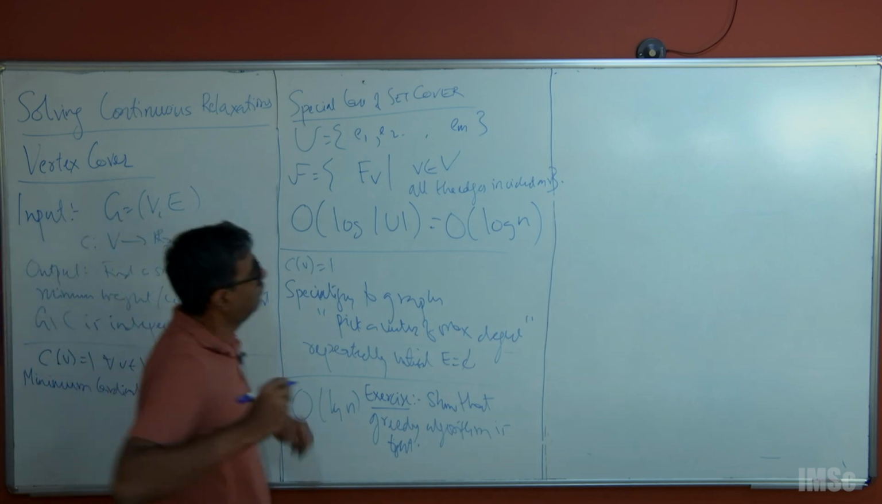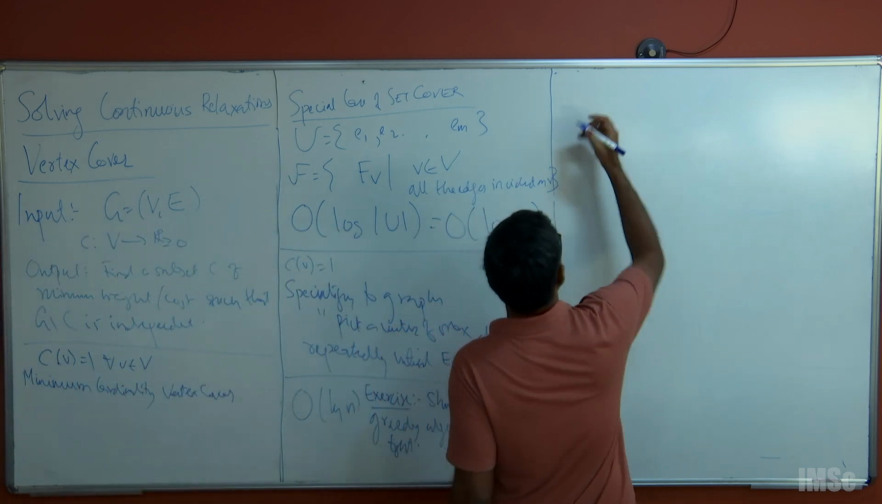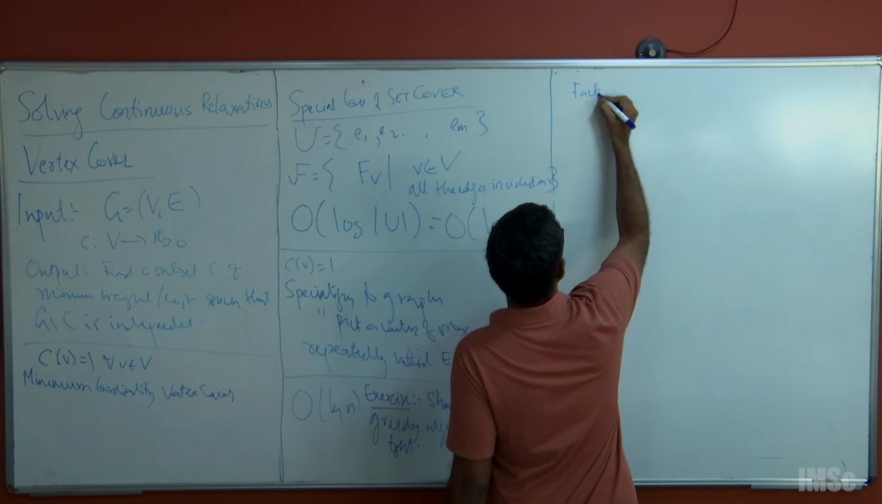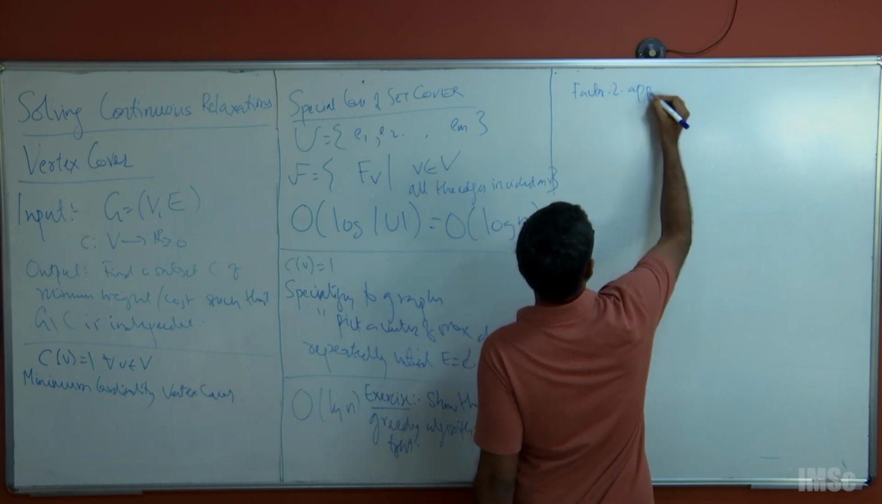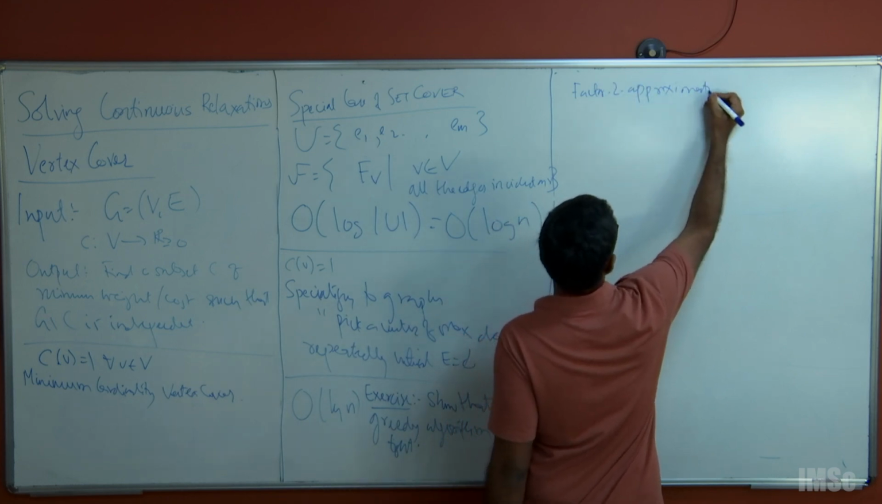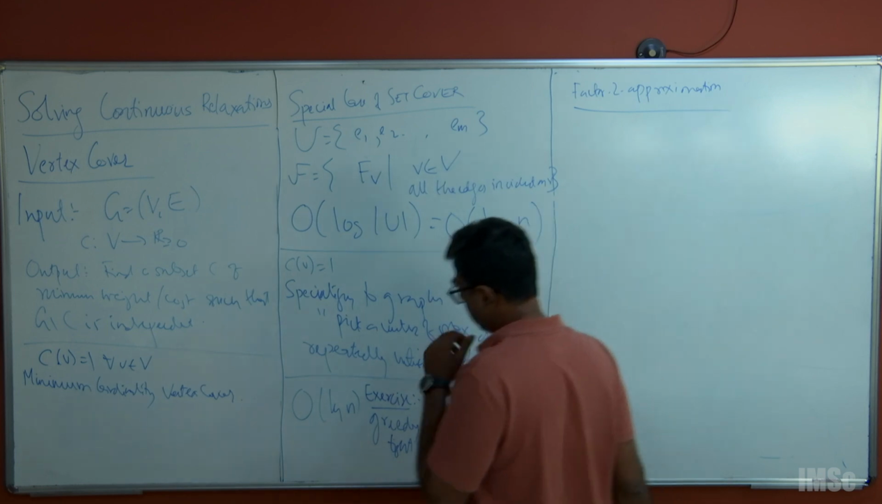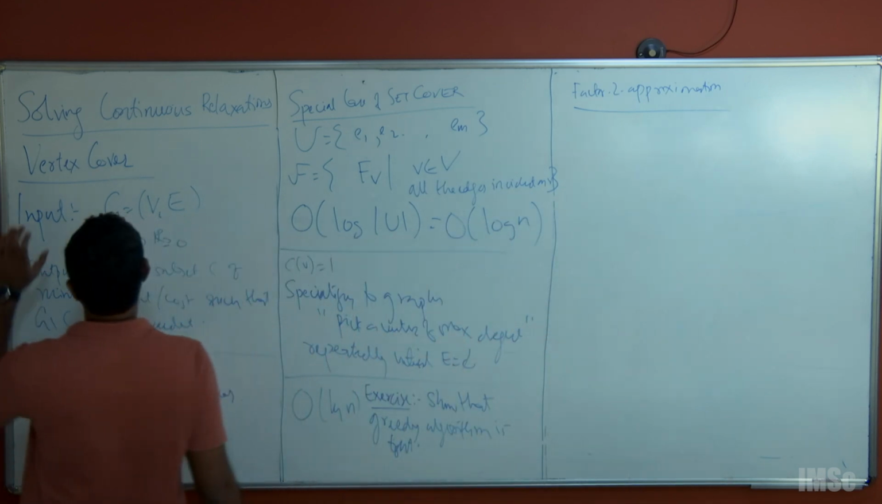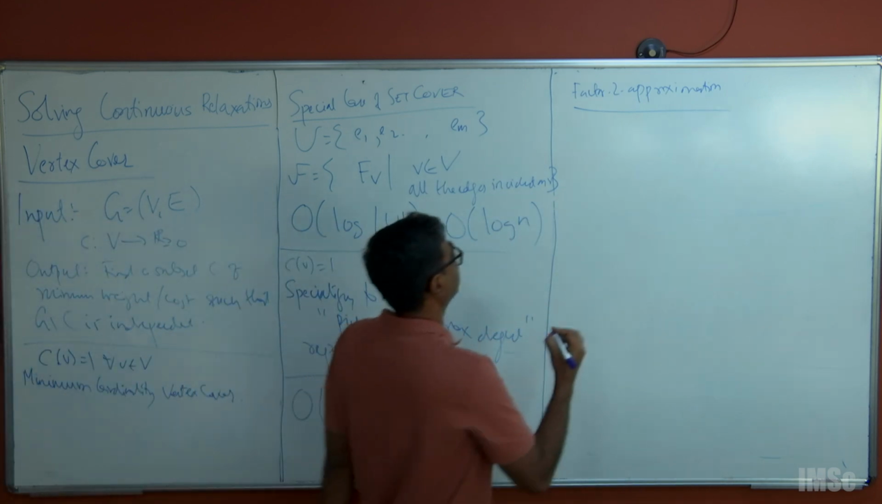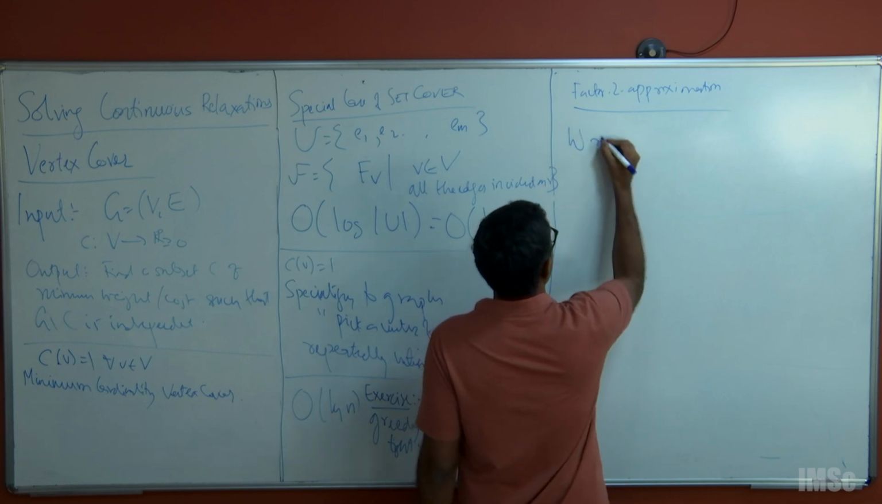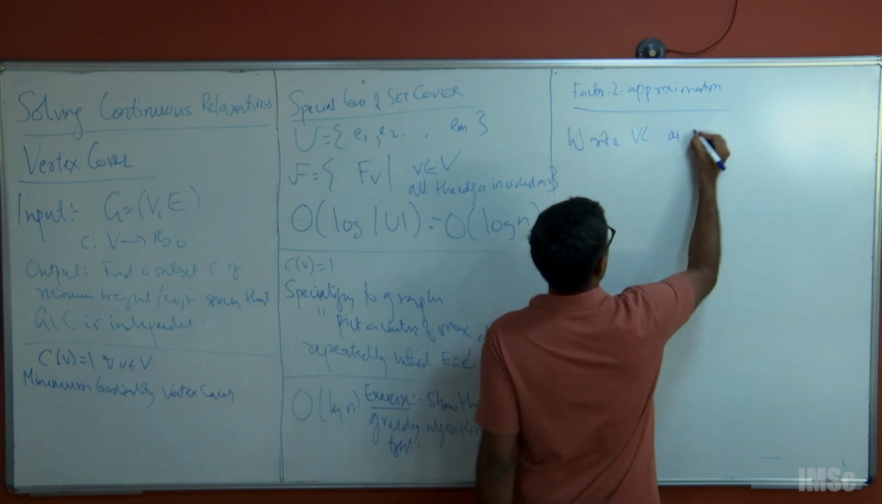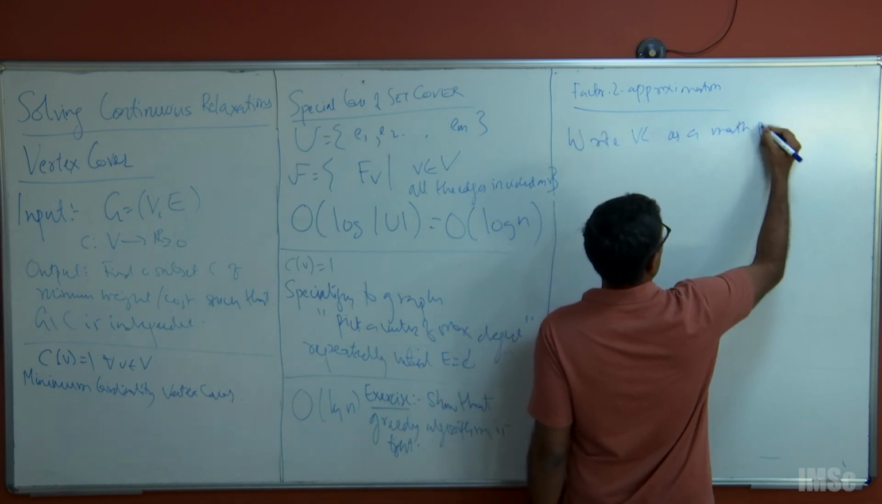Okay. So now in this class we will give a factor 2 approximation. I am sure all of you know this, but that is not the point. How I am going to give a factor 2 approximation is that I will try to write vertex cover as a mathematical program. Okay.